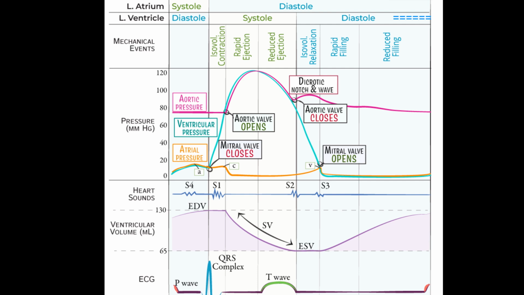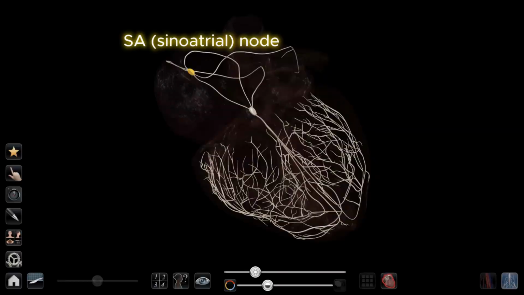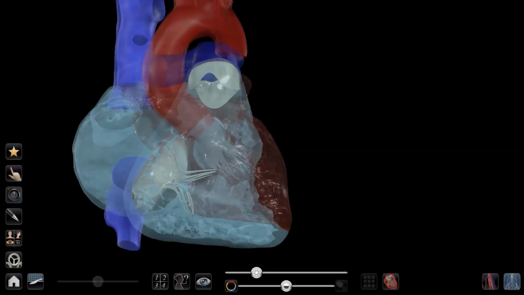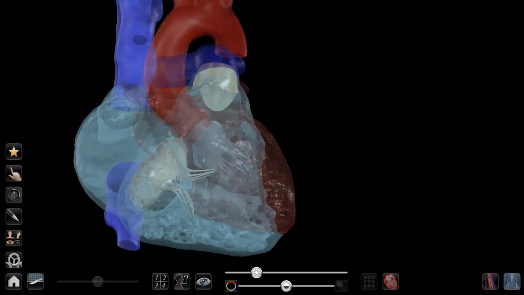During late ventricular diastole, the slow filling period, the SA node fires again and the cycle begins anew, repeating the sequence of events with each heartbeat.